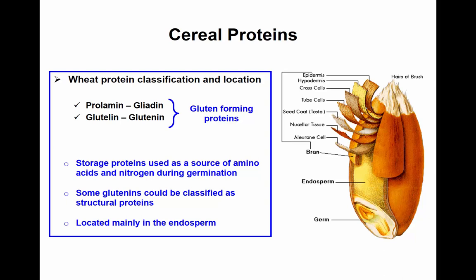The main functional proteins, as I said, are your gliadins and glutenins. They are the gluten-forming proteins. They are called storage proteins because they're a source of amino acids and nitrogen needed for germination. And the glutenins can be classified as structural proteins because they're polymeric, so they impart structure to the endosperm.